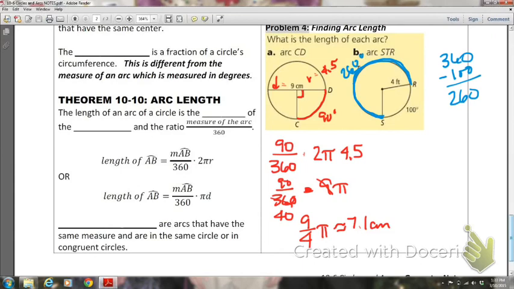So the fraction of the circumference we want is 260 divided by 360. And we're going to multiply that. They did just give us the radius here, so we're going to do 2 times pi times the radius, which is 4. So if you multiply that out on your calculator, you're going to approximately get 18.2 feet.